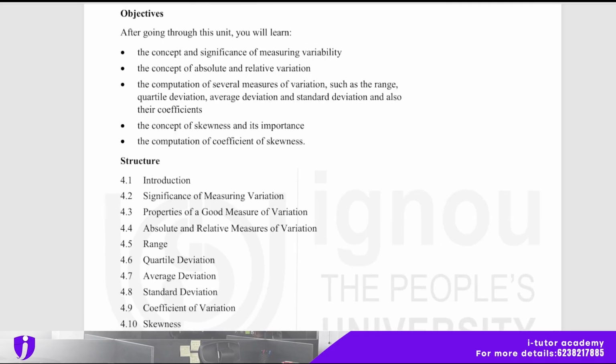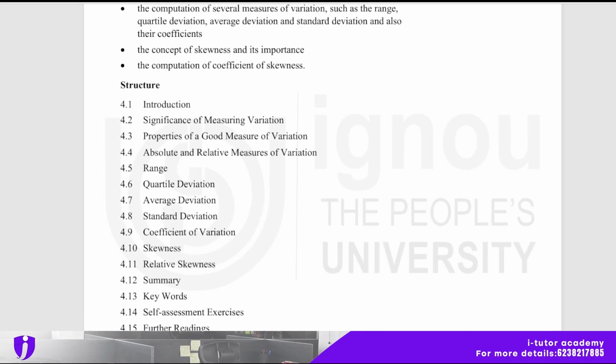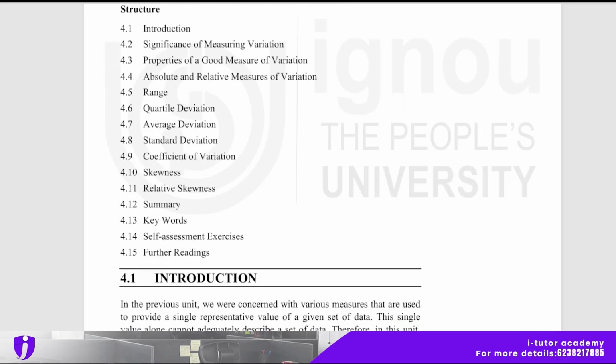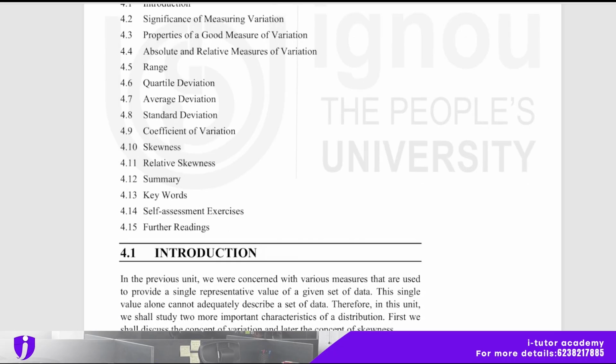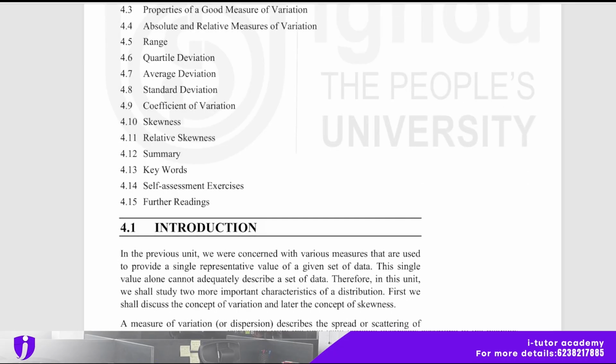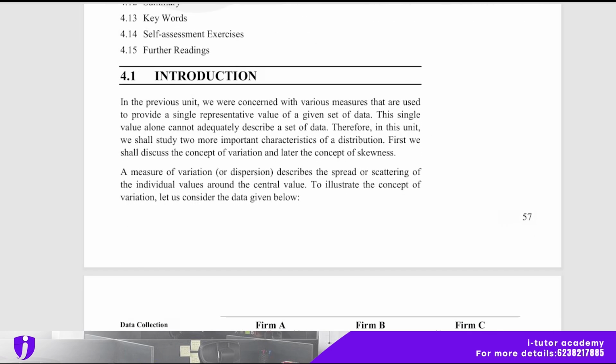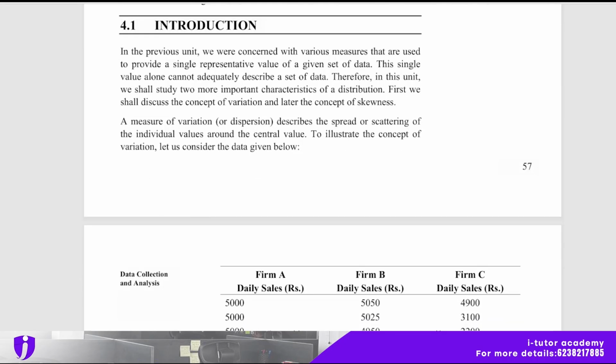And the introduction of this unit is here in the first structure, and the significance of measuring variation, properties of a good measure of variation, absolute and relative measures of variation, range, quartile deviation, average deviation, standard deviation, coefficient of variation, skewness, relative skewness, summary, keywords, self-assessment exercise, and there is a further reading section also. And let's begin with the introduction part.